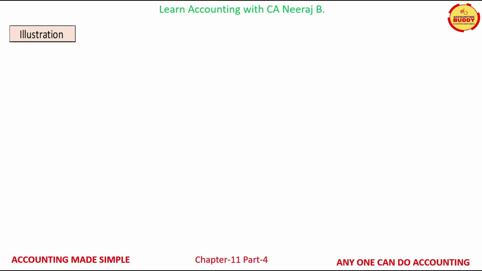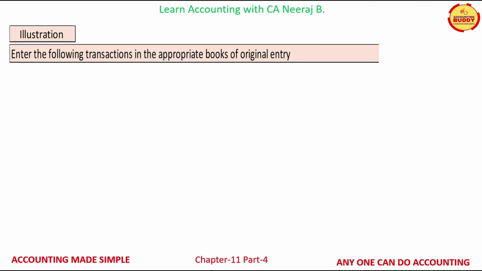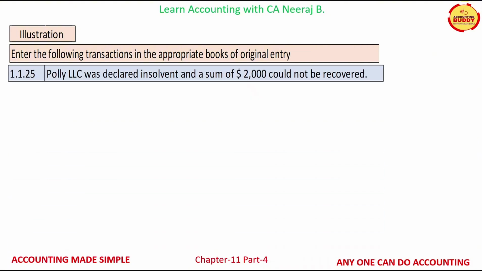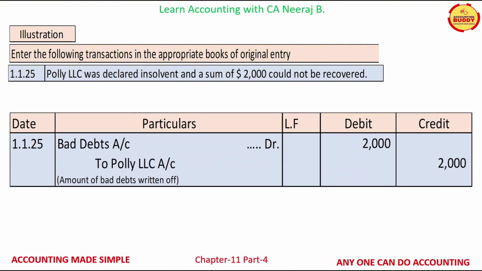Let us take another illustration for the transactions which are not routine in nature. Enter the following transactions in the appropriate books of original entry. Transaction on your screen: on 1st of January 25, Poly LLC was declared insolvent and a sum of $2,000 could not be recovered. This transaction will be recorded on 1st of January 25. The two accounts affected are bad debts account and Poly LLC account. Bad debt account will be debited while the Poly LLC account will be credited. The entry will be passed for $2,000 by writing a proper narration.